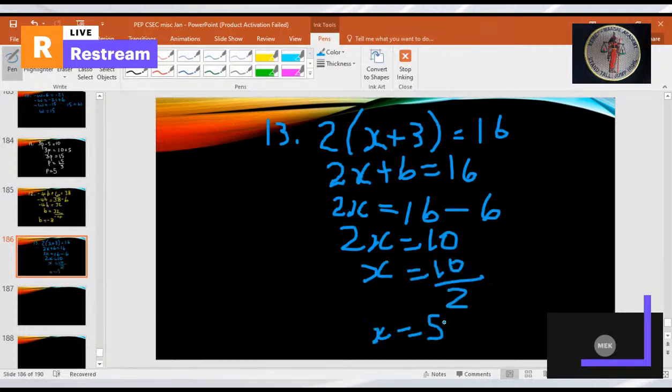Plug in that 5 back up here using substitution. 5 plus 3 is 8, and 2 times 8 is 16. Remember, the bracket here means you multiply whatever is outside the bracket by whatever is inside the bracket. So you can add the 5 and the 3, you get 8, or say if you want, 2 times 5 is 10, 2 times 3 is 6, 10 plus 6 gives 16. It's all up to you.